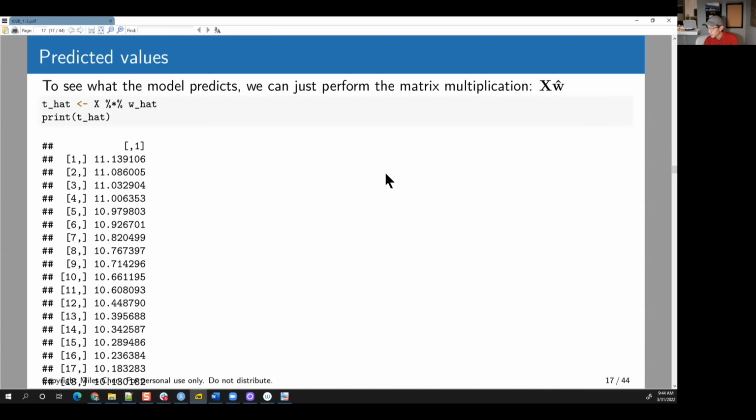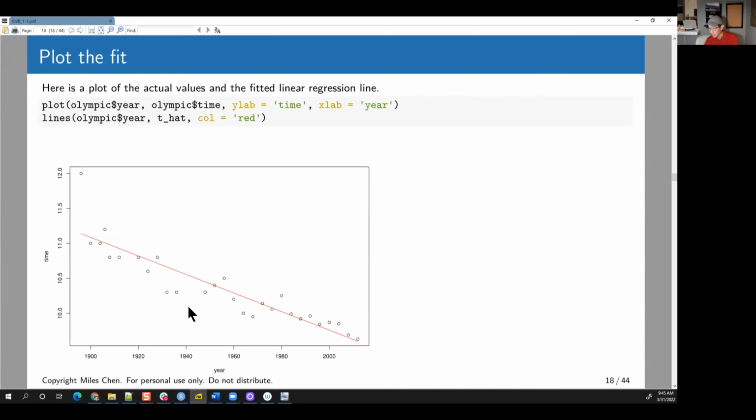Okay, and again, to fit our predicted values, I can just take our input values X, which again is the column of ones along with the column of the years, multiply it by our estimated intercept and slope. And these are the values that we get. And if I plot that, this is the line. And it looks like, oh, okay, that seems like it's doing a decent job. Okay, so this is the fitted regression line to our data. So far so good, I believe.